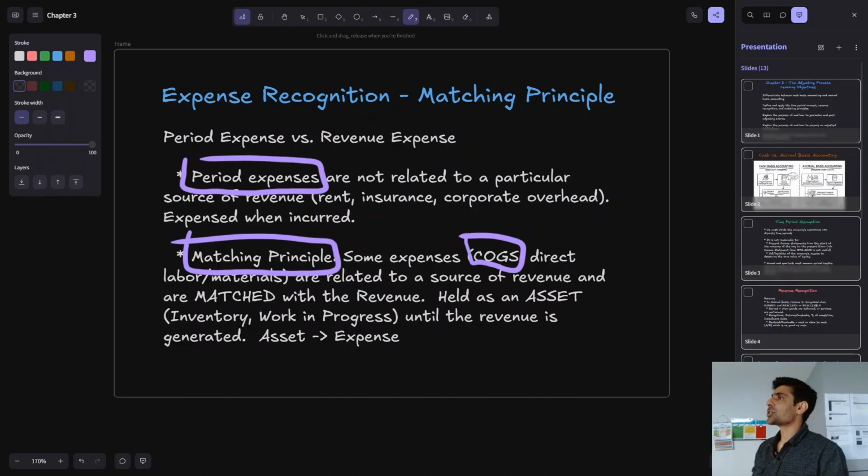If you're a manufacturer, you're also going to match up the labor and the materials that go into making the thing with the creation of that item. So the matching principle is trying to match things together in the same period.